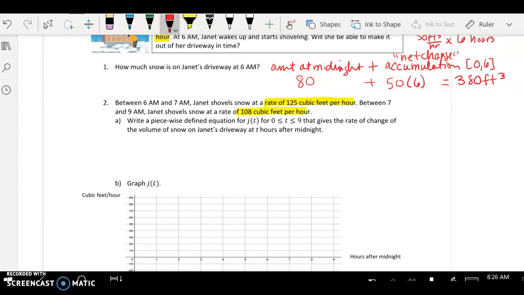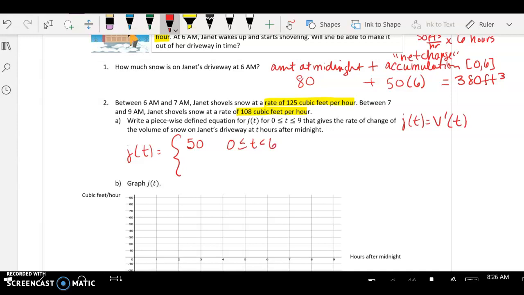So we first want to write a piecewise defined equation for J of t. And this is the rate of change in the volume of snow on the driveway. So if we think about this in terms of derivatives, J of t is going to be the derivative of the volume, that is, the rate of change in our volume. And it's piecewise because we have 3 different scenarios going on. For the first 6 hours, the snow only accumulates at 50 cubic feet per hour. So that's between 0 and 6.